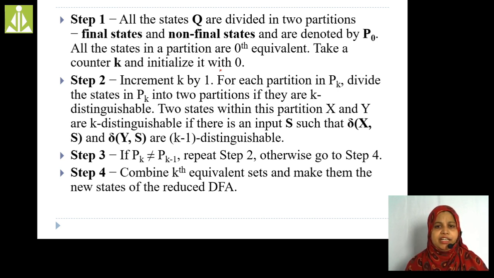In step 3, if the sets are equal, then we stop the process. Otherwise, we again perform step 2. In step 4, we combine these sets and draw the transition table. This is the equivalence theorem. By using it, we perform DFA minimization. Minimization means just reducing the number of states, but the properties of the states are not going to change, right?